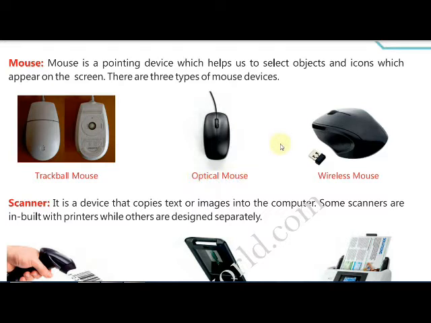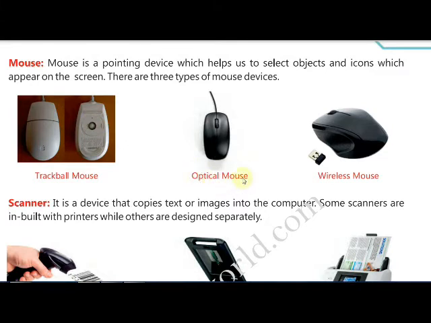Here we have some types of mouse. This is a trackball mouse. Sometimes it is called a mechanical mouse, because it has a roller ball, and it controls the coordinates on screen to control the mouse pointer.